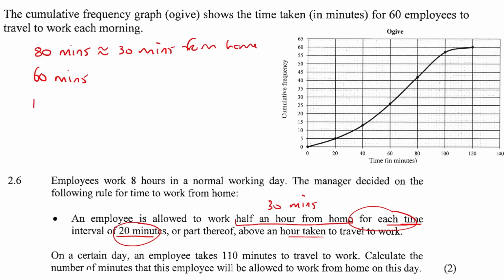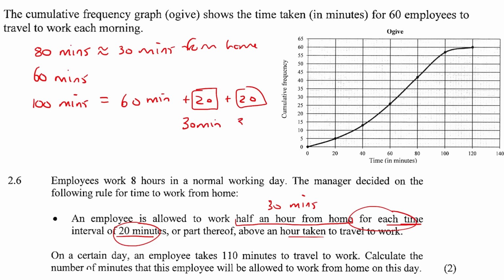Now, what if someone takes 100 minutes? Well, then, can you see that is 60 minutes plus 20 plus 20. So they are now 2 of the 20-minute intervals above. So now they get 30 minutes for this one that they're allowed to work from home and another 30 minutes that they're allowed to work from home. So that person would be allowed to work from home for an hour.